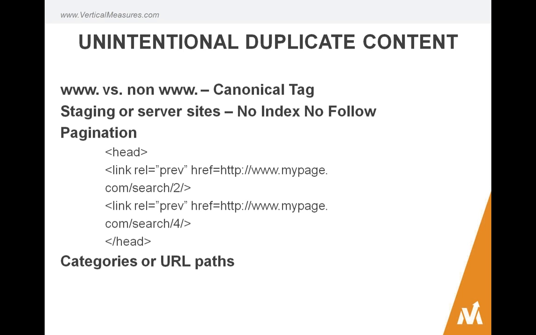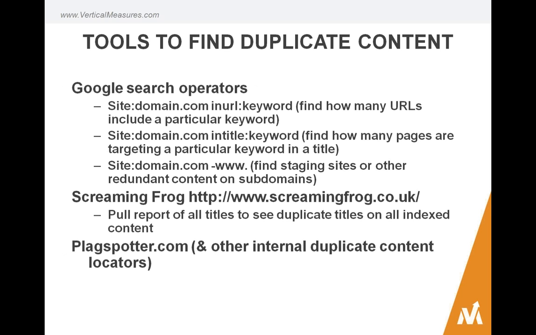So we also find people that have categories or URL paths that they've used for the same page, and they've either named the category differently or they actually have a different URL, but the content is exactly the same. So what you want to do to help and improve your traffic is to actually find that duplicate content. And there's a couple of things that you can do to really help you find that simply.